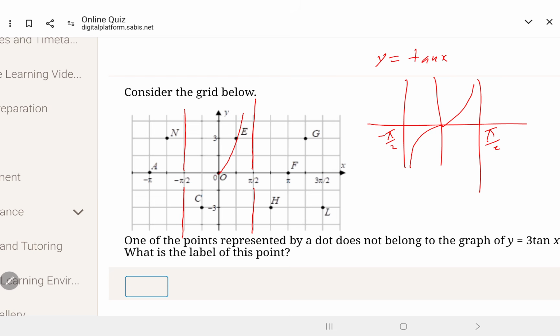Clearly it passes through C and E, so we don't choose C and E. Also, draw another cycle. If you draw another cycle, you notice that it passes through these 3 points. We don't choose them. Draw another cycle here also. So it's like this. So at which point does it not pass? It doesn't pass through L. So answer must be L.